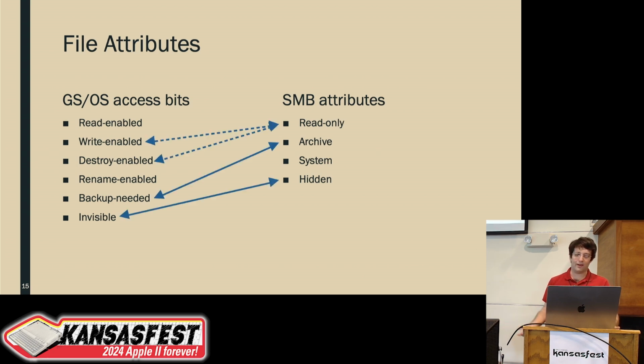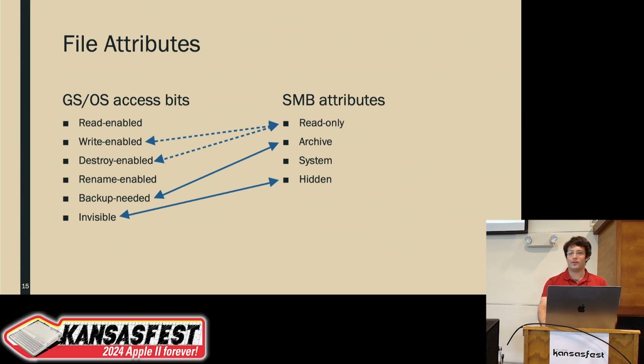So we can map between those. Invisible and hidden mean the same thing. Archive and backup needed mean the same thing. Read-only is a little more complex. It means the file is write disabled and destroy disabled. That's what the dashed arrows mean. It's reversing the sense of these. So you can map them back and forth like that.